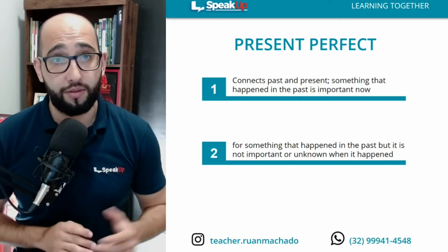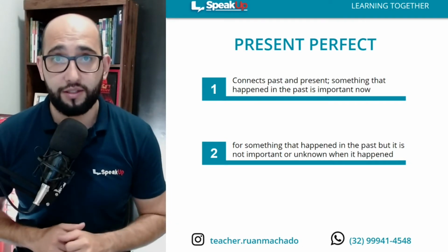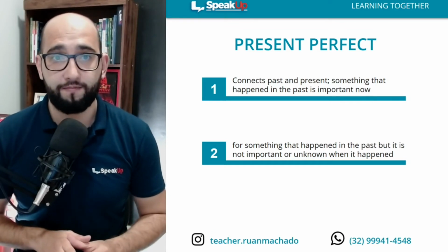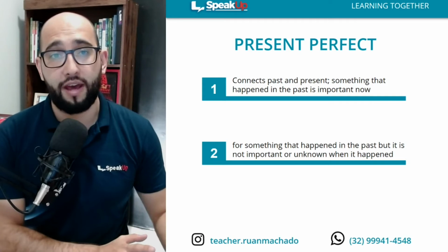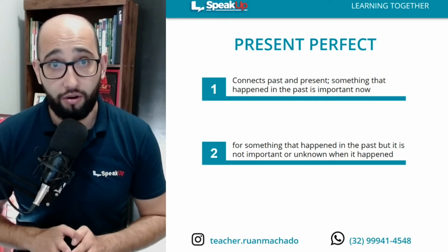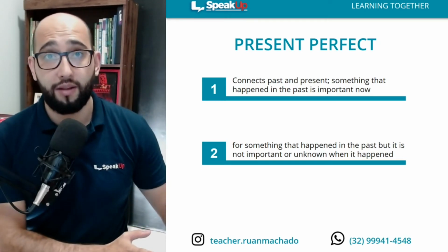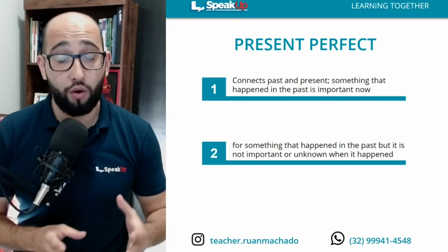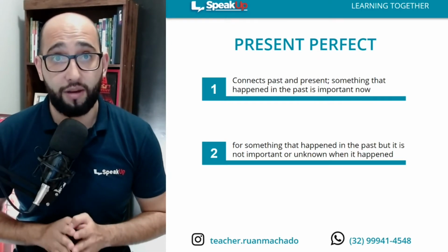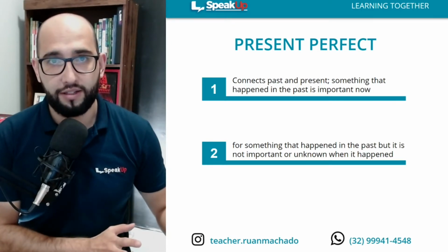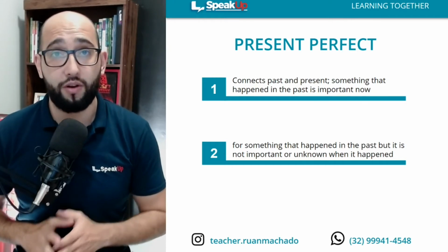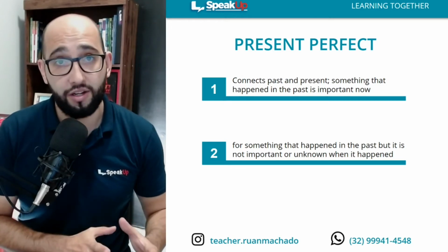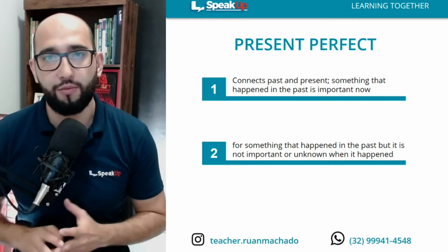We usually use the present perfect for two main reasons. Reason one, to connect past and present. Something that happened in the past is still important now, or something that started in the past and continues up to the present. We can also use the present perfect to talk about something that happened in the past, but it's not important or not known when it happened. So the action is more important. The experience is more important than the time.